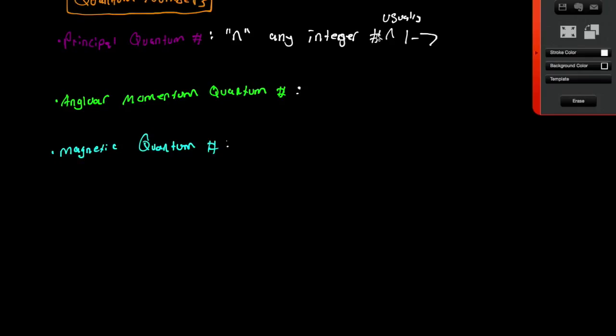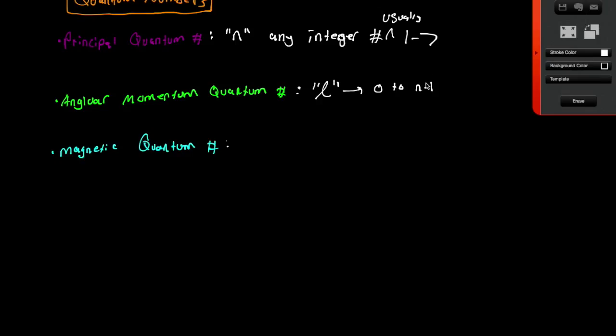The angular momentum quantum number is dependent on n, and we designate that as the letter L. The letter L has a formula of 0 to n minus 1. In other words, it's just going to be 0 through n minus 1. So you can see how L is dependent on n, in that the values basically are dependent on n.